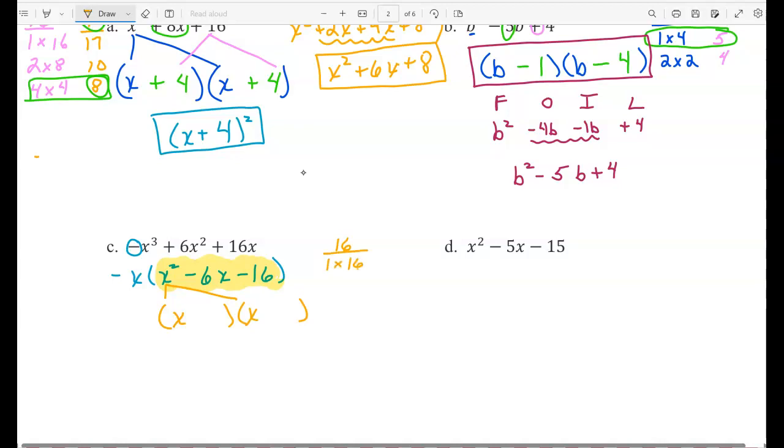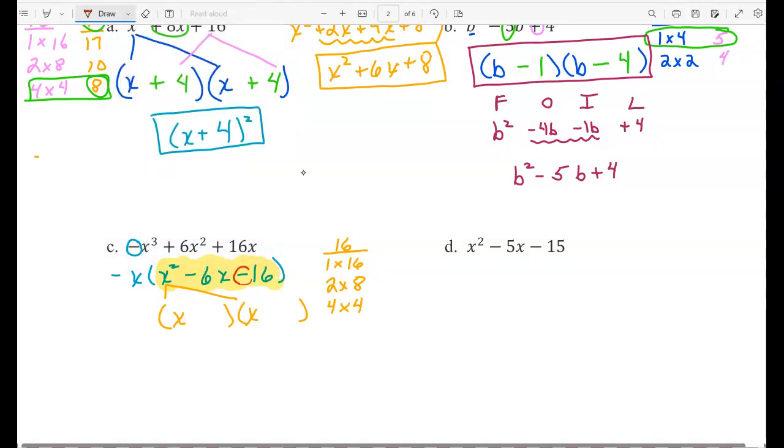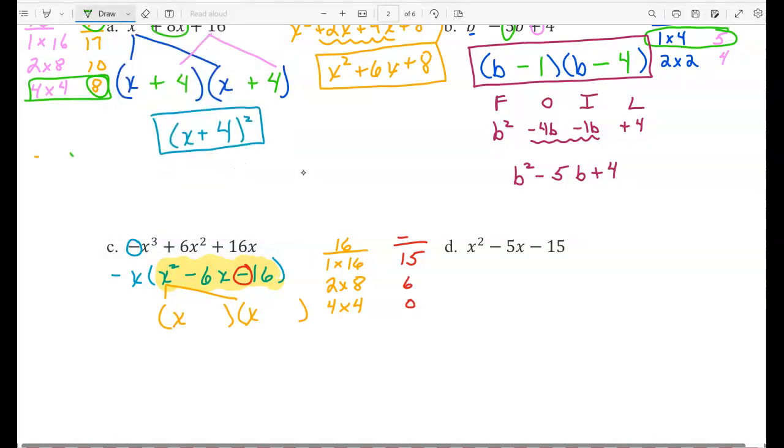1 times 16, 2 times 8, 4 times 4. This time, instead of adding them together, I'm going to subtract them because of this sign right here. So the difference between 1 and 16 is 15, between 2 and 8 is 6, 4 and 4 is 0. And I'm looking to match the number in the middle, which is negative 6x.